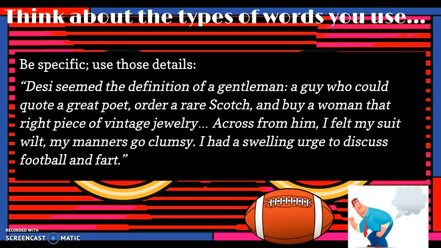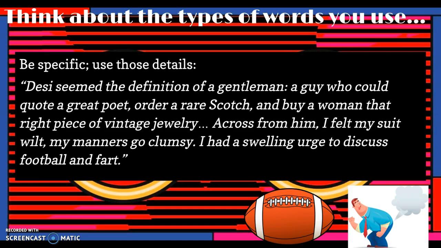But what's really important here is that it uses verbs and nouns. And verbs and nouns are our best friends because they are solid and they create vivid images. So we have poet, scotch, vintage jewelry, football, and farts. These nouns are things that we've encountered before. Maybe not scotch, you guys are too young. We've definitely encountered farts. And so it's the idea that you're familiar with these, and they create a very vivid description, a very vivid image of Desi, and also in juxtaposition, a very different vivid image of the narrator. And we can grab onto these things.